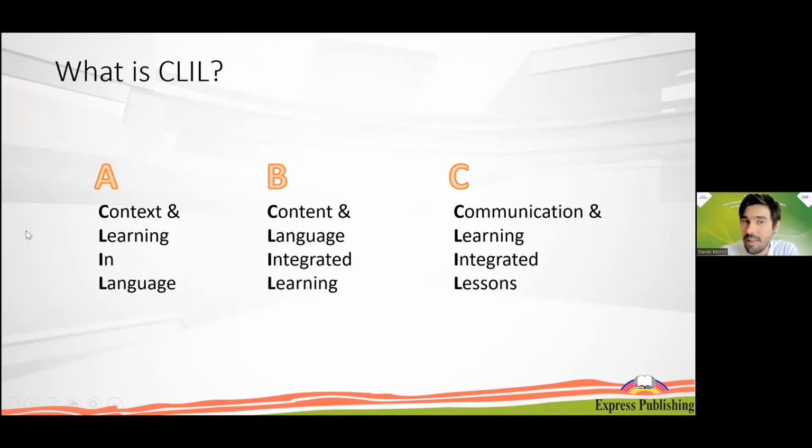What does it mean? To make things a bit easier, I've given you 3 options here. Okay, so option A, CLIL is context and learning in language. Option B, CLIL is content and language integrated learning. And C, CLIL is communication learning integrated lessons. Okay, just have a quick look. Which option do you think is CLIL?